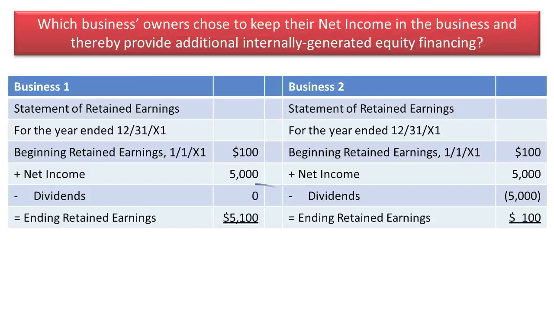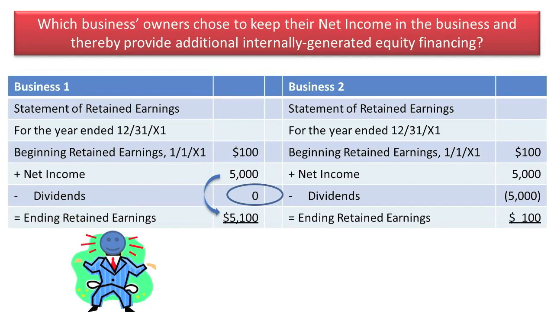Answer: because no dividends were paid out to the owners of Business 1, they effectively chose to retain their earnings in the business. By not receiving a dividend, the owners of Business 1 effectively provided it an additional $5,000 of resources that it will be able to use to generate profits. The nice thing for the Business 1 owners is that they did not personally have to contribute the $5,000 directly from their own pockets.